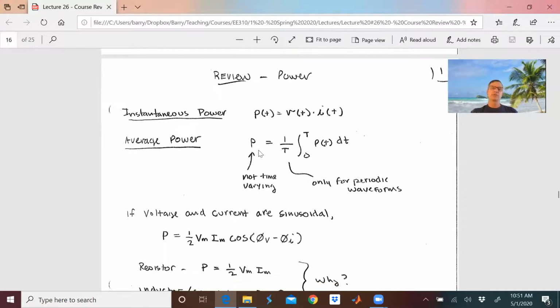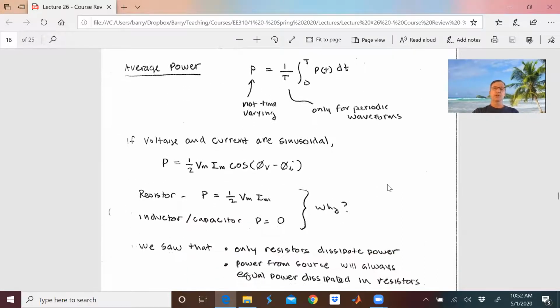And we said P, and you notice there's no t here because it's not time varying, is equal to 1 over T. And notice that this is only appropriate for periodic waveforms. As you get into communication classes, you'll do all this statistically, but for now, it's only good for periodic waveforms. So we're going to integrate the instantaneous power over one period of the waveform and then divide it by T. And that's going to give us the average power. You remember we showed P of t going up and down, and when we integrate it, we get that area, and then we divide it by T, and we kind of forced the area into a rectangle. If you don't remember that, you can go back to those lectures. But what we ended up with is average power, which is not time varying.